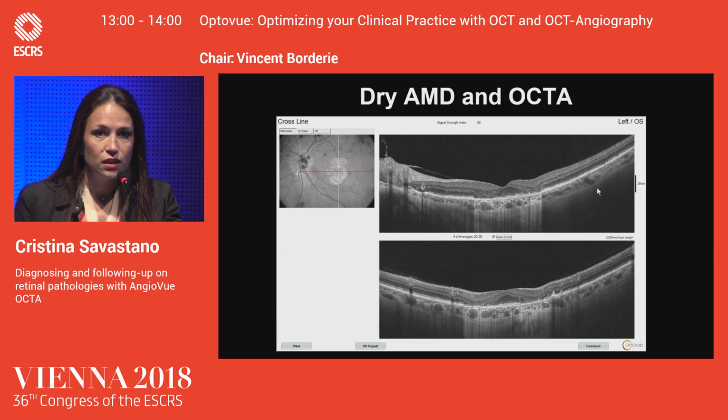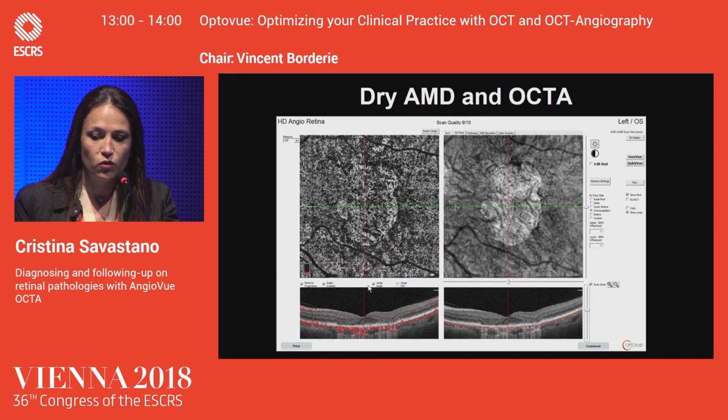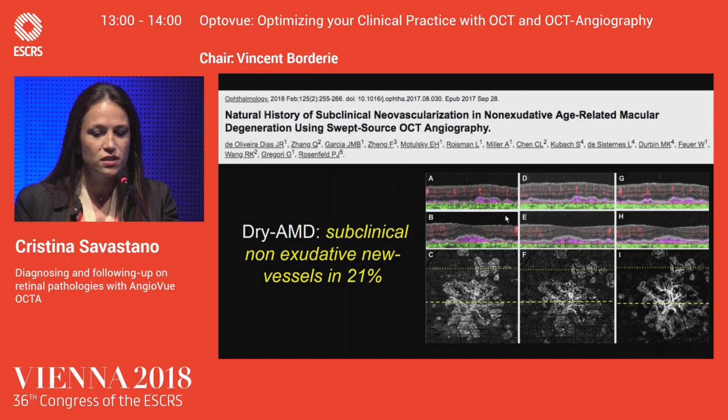Dry AMD can be very useful to study by OCT angiography. As we observed here, the OCT angiography that is defined in correspondence of choriocapillaris shows exactly the window defect due to the absence of RPE, and we can observe the choriocapillaris aspect that are well defined in en face scan. But why is it so important to study dry AMD in OCT angiography?